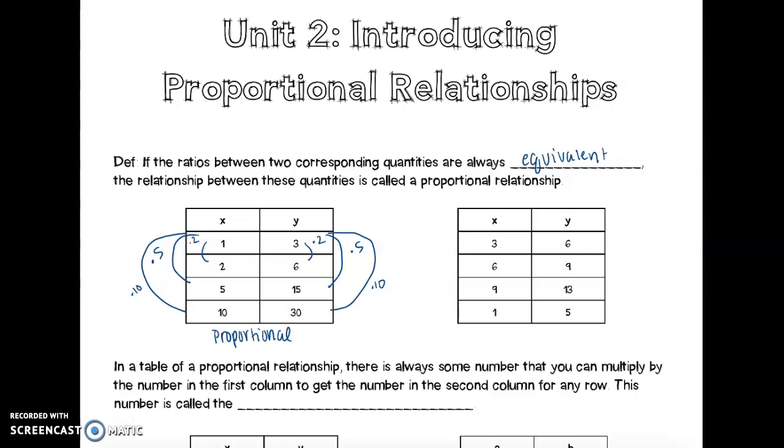And then if we look at the table on the right, we know that 3 times 2 is 6, but 6 times 1.5 is 9. So already we know that we're not dealing with equivalent ratios here, so this table is not proportional.